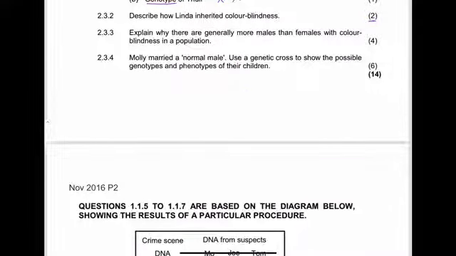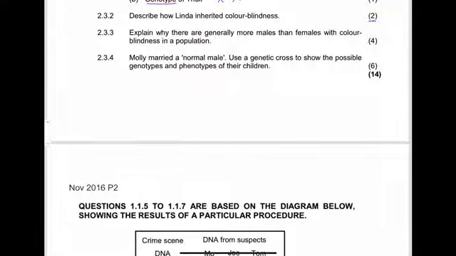Explain why there are generally more males than females with colorblindness in a population. This is for 4 marks. They're asking you to explain how or what the purpose is of the second X, essentially. So you would say, males only have 1 X chromosome, females have 2. If females inherit a recessive allele, they usually have a second allele that could be expressed instead, which is more likely to be a dominant.